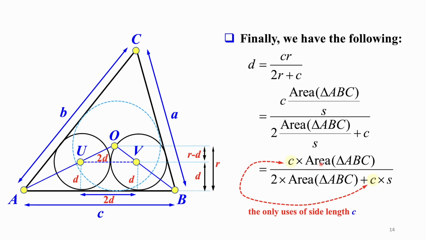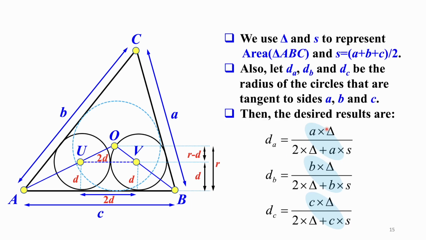Notice here we use the area of triangle ABC, which is calculated from ABC. Now notice here that C only appears twice. It's easy to see that if these two circles are tangent to side B, you replace C by B. And if these two circles are tangent to side A, you replace C by A. Then we're done. This is the result.